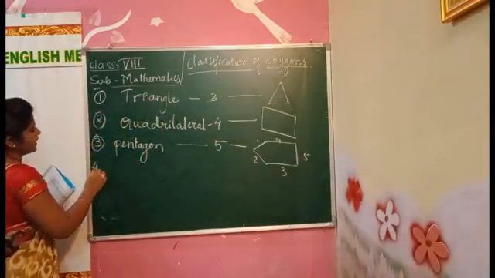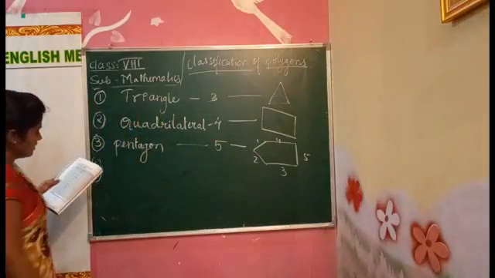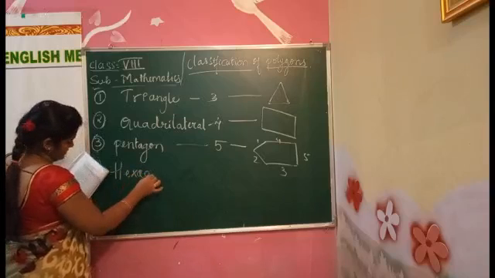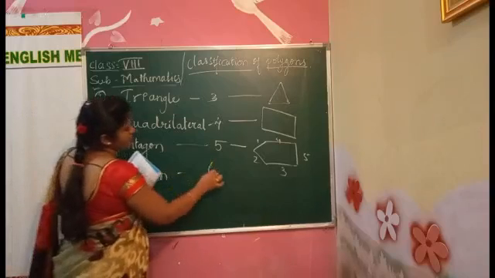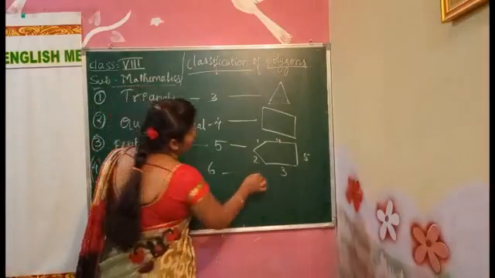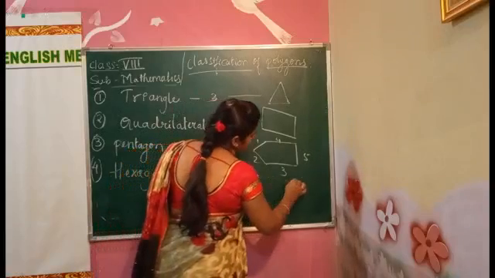Okay. Fourth one, hexagon. Hexa means how much, children? 6. Okay, 6 sides have to be. Okay, what all shapes will there be?